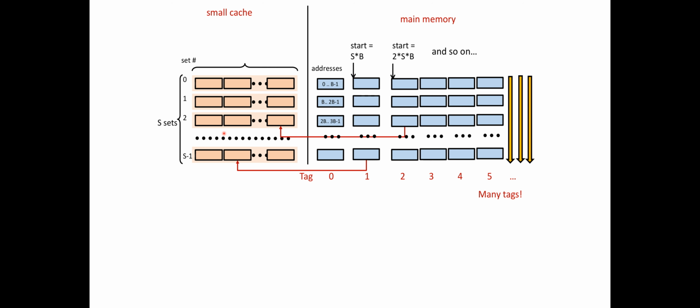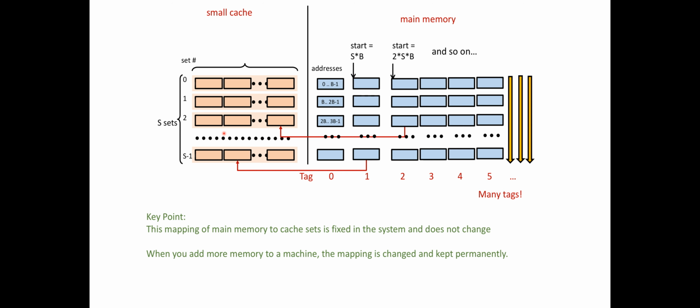Okay, so with this in mind now, we want to recap this a little bit. We've got the mapping of main memory to cache sets is fixed. It does not change. If you add more memory to the machine, you basically would just have more tags out here because you'd just be adding more memory. And so that's what would change: more memory would make the tag structure change, and then that would be stored in the computer and used from then on.